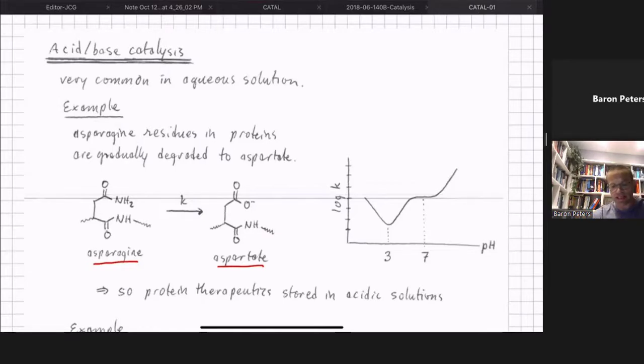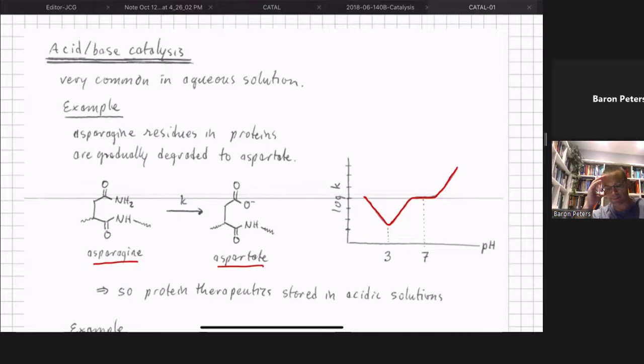One of the reasons for that is that when you plot the logarithm of this apparent rate constant for the decay of these proteins, you see that the rate initially starts pretty high, drops as you approach pH of 3, then rises again, and then reaches this plateau, and then eventually turns upward again at a pH somewhere up above 8 or 9.